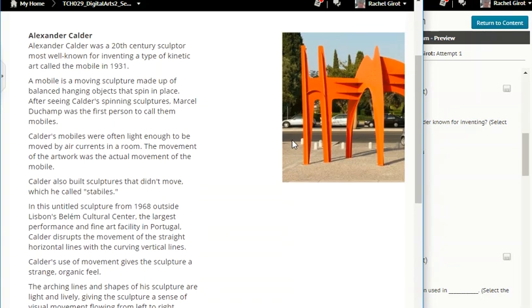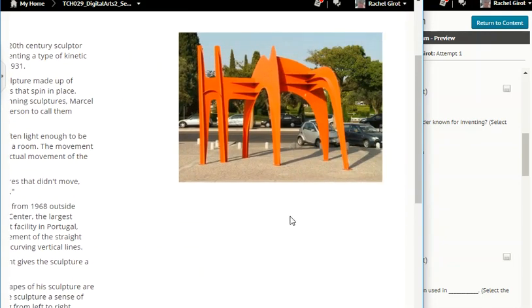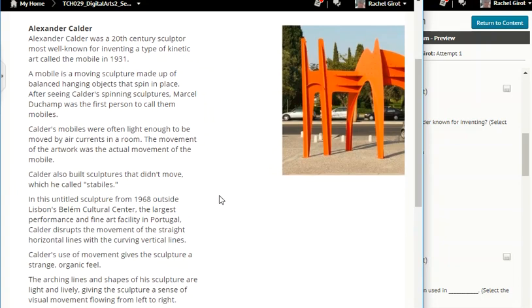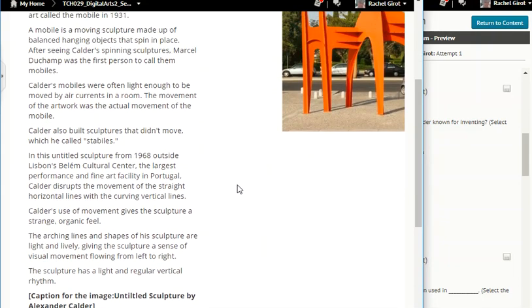Let's take a look. Oops. There we go. Oh yes, that is strangely organic for sure. But in a good way. The arching lines and shapes of his sculpture are light and lively, giving the sculpture a sense of visual movement flowing from left to right. The sculpture has a light and regular vertical rhythm.